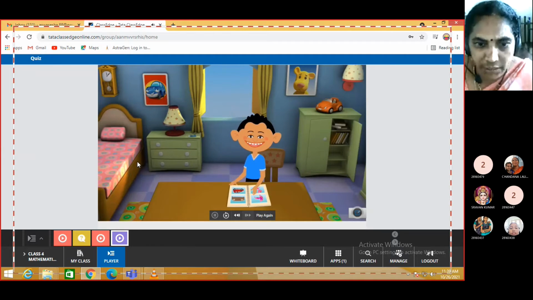Okay, till now we learned all the plane shapes, solid shapes and different views. And for tomorrow, your homework is you have to make a beautiful picture using the 2D and 3D, that is, plane shapes and solid shapes.